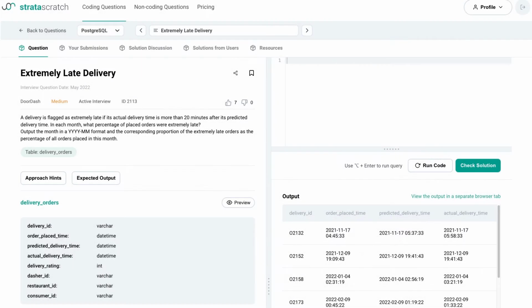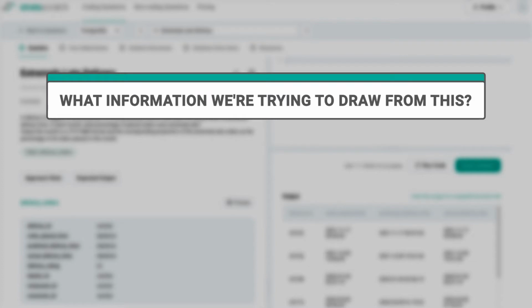For this question, it makes sense that DoorDash wants to investigate their delivery times. On-time delivery is crucial to ensuring customer satisfaction, especially in the food industry where time can directly impact food quality and safety. So that's our rationale here, and let's think about what information we're trying to draw from this.